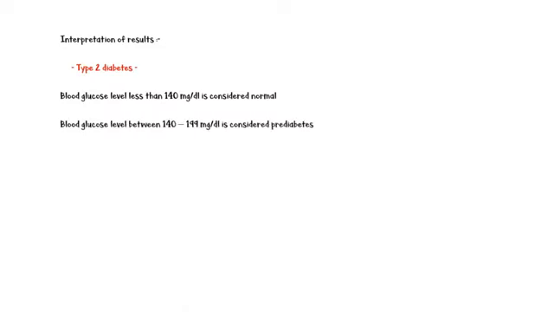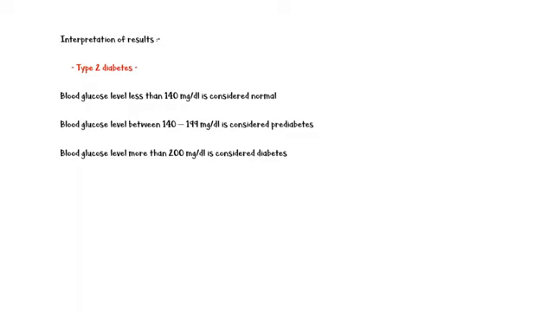Cutoff values for type 2 diabetes include the following. Blood glucose level less than 140 mg per deciliter is considered normal. Blood glucose level between 140 to 199 mg per deciliter is considered prediabetes. And blood glucose level more than 200 mg per deciliter is considered to be diabetes.